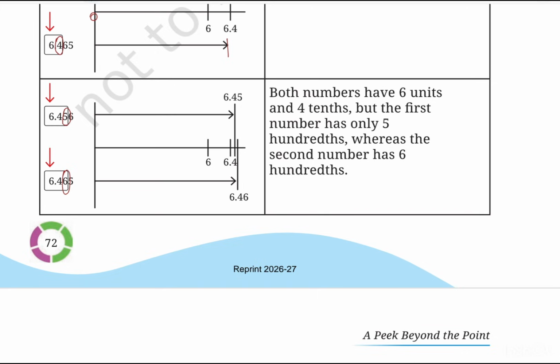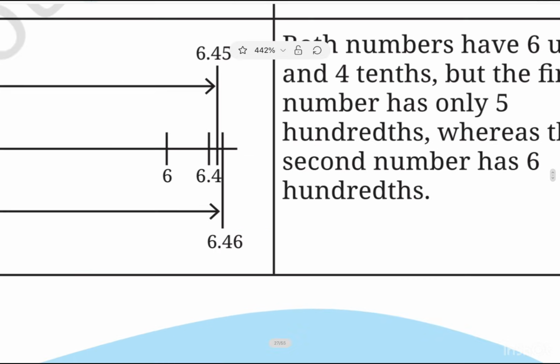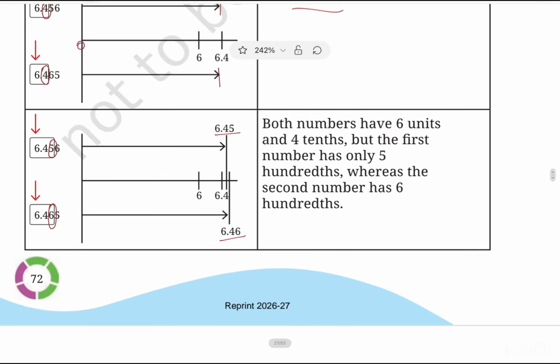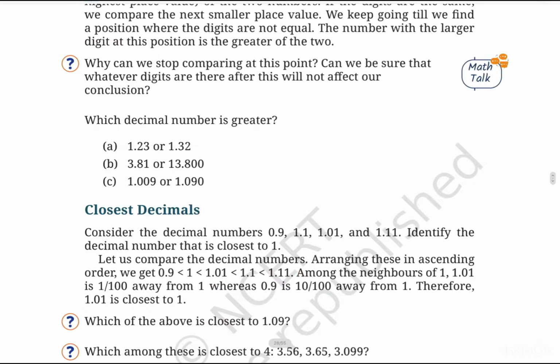6.45 is coming first and 6.46 is coming after that. So 6.45 is smaller than 6.46. We can write 6.456 is smaller than 6.465. We have the question, which decimal number is greater?